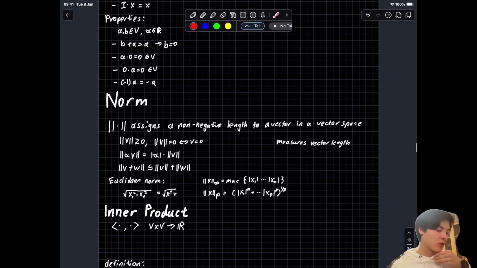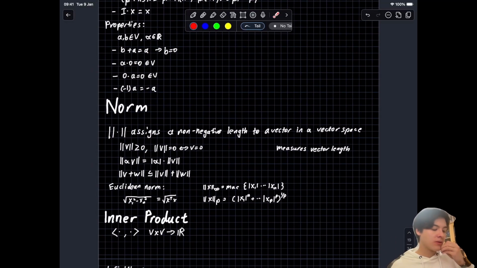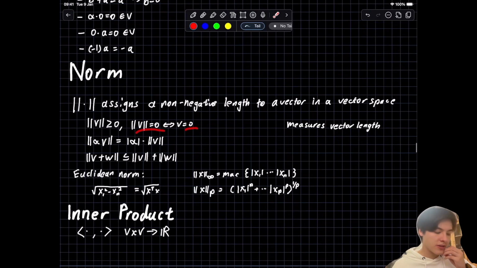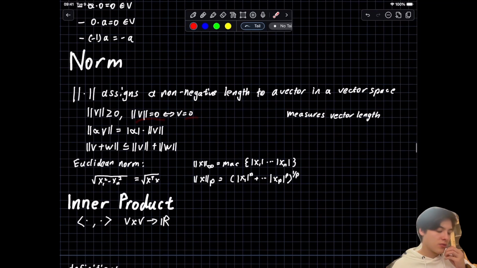So yeah, let's look at what norms are. A norm assigns a non-negative length to a vector in a vector space. So basically it measures the vector length. The best known is the second norm, the Euclidean norm. The norm is always larger than or equal to 0. If it's 0, then the vector itself is 0. We can take out a scalar.